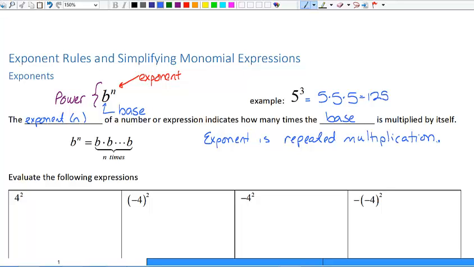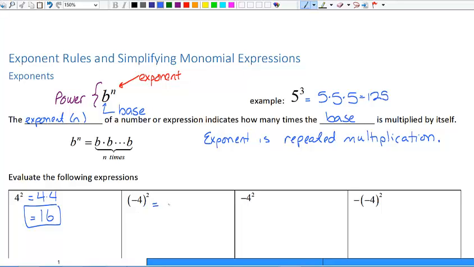So next I want you to evaluate the following expressions. When I have 4 squared, that means 4 times itself, 4 times 4, or 16. Now notice on the next 3 we have another set of 4 squared, but we have negatives in different places. We need to discuss what happens when the negative is on the inside of the parentheses and when it's on the outside, and what that means.